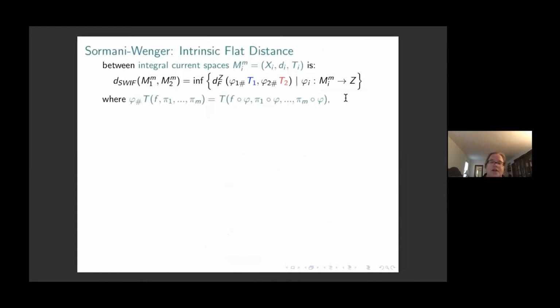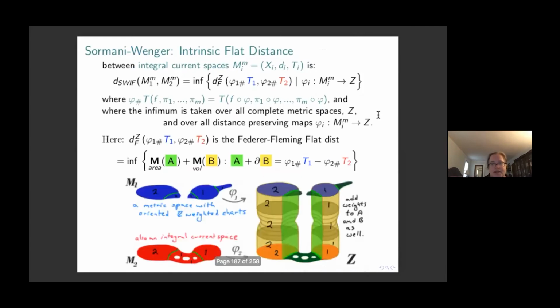All right, now the intrinsic flat distance between two of these spaces is defined this way. We talked about it last time, where you look at these as weighted integral current spaces. You map them with distance preserving maps. The distance preserving maps are the only part where we use the D1 and the D2 to define distance preserving. After that, we look at the push forward of the charts, and we just estimate the infimum of the mass of A plus mass of B such that we have the subtraction.